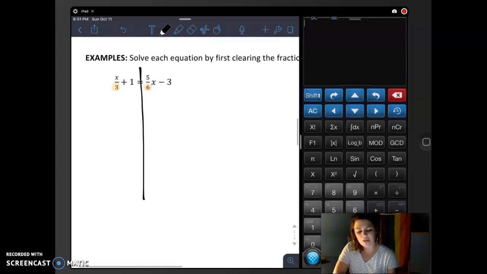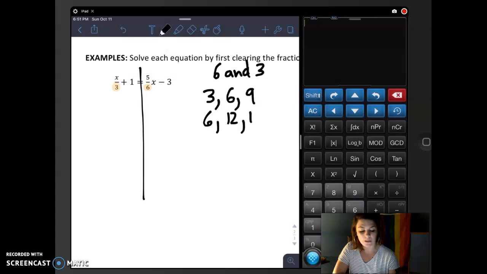So why did we talk about least common multiples? Because if we look at 6 and 3, the 2 denominators, and we find the least common multiple, which for 3, it's 3 times 1, and then 3 times 2, and then 3 times 3. Then we do the 6 times 1, 6 times 2, 6 times 3. But we can quickly see that 6 is the least common multiple.